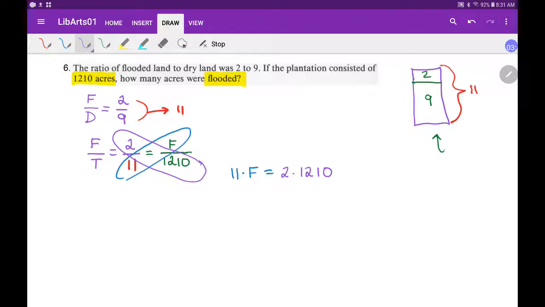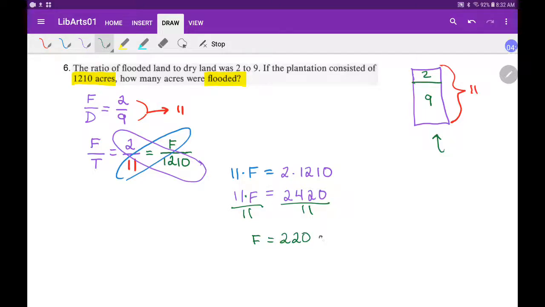And so I guess I'll go ahead and multiply those together. Last time it didn't work out beautifully for me, and I can't see how it would this time, although it probably will. Let's multiply by 2, and we get 2420, and we have 11F. And you know that we're going to divide both sides by 11. If it's 11 times F, we have to divide by 11 to undo it. Don't subtract. We're not adding 11.